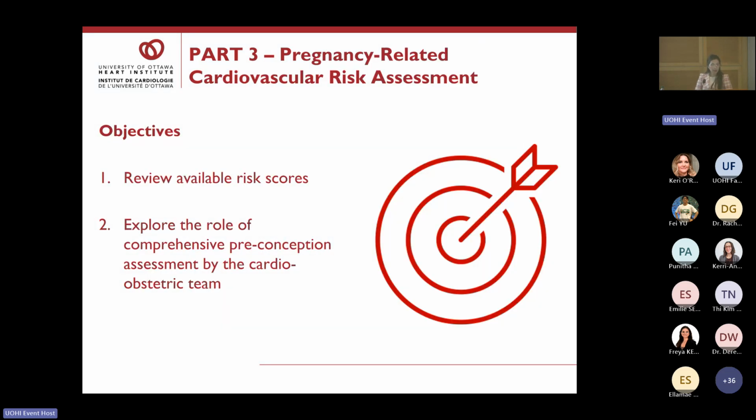So now I'm going to move to the last piece of my presentation, and it's really how can we assess cardiovascular risk? How can we predict adverse cardiac events in pregnancy? So I'll be talking a little bit about the existing risk scores, and I'll walk you through the role of a comprehensive preconception assessment by the cardio-obstetric team.